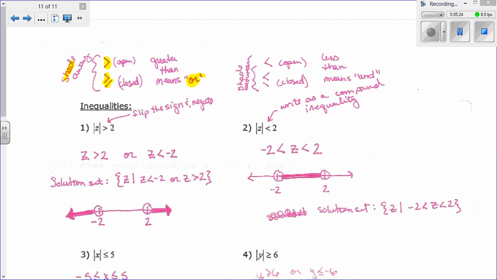And when we do that, we shade away all the time. When I have less than or less than or equal to, we have open and closed again. Less than means and. It has to be both conditions at the same time, so we would shade between. This is always the case for every less than problem or every greater than problem. And remember, when you have more to the sign, you have more to the circle.